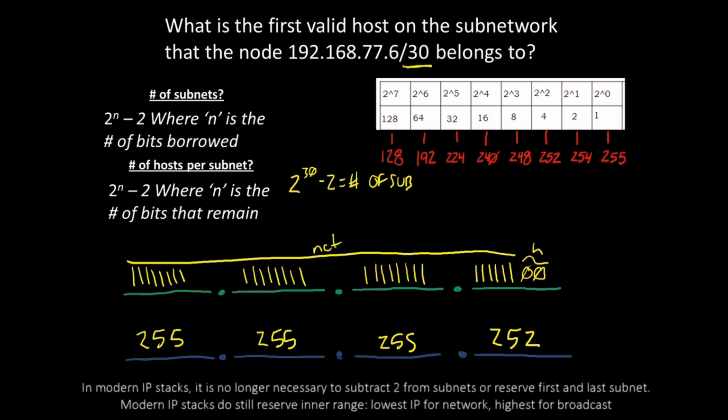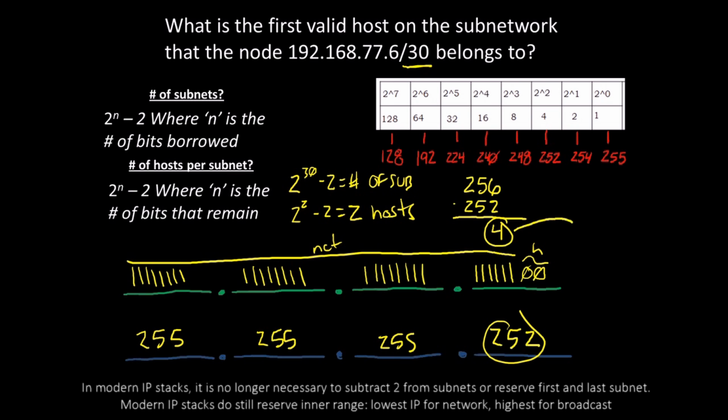Let's go ahead and calculate number of hosts. So I have 2 bits left over, so that's 2 to the 2, which is 4, minus 2 is 2 hosts per subnet. Now I'm going to go ahead and calculate range. So I have 256 minus our borrowed octet, which is 252. And that's going to give me 4. 4 is my range. So we've got a pretty small range here, so I'm going to go ahead and start calculating out.